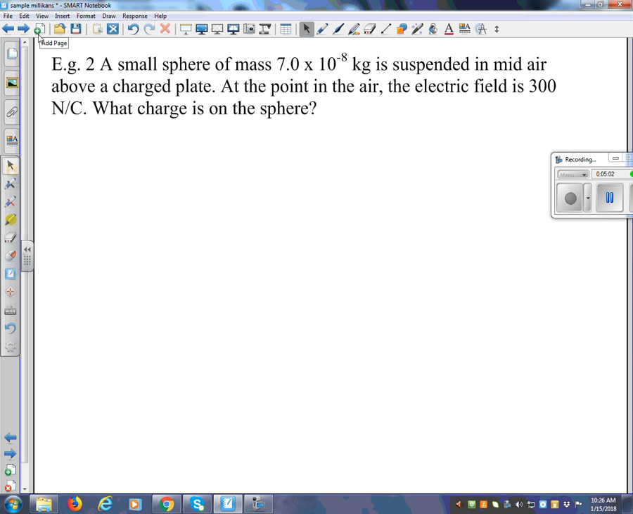Okay, well, let's try this one. The first two are almost virtually the same as the ones we did the other day. Here we've got another one with a mass suspended in midair. That's key again, because that means that the forces are balanced.